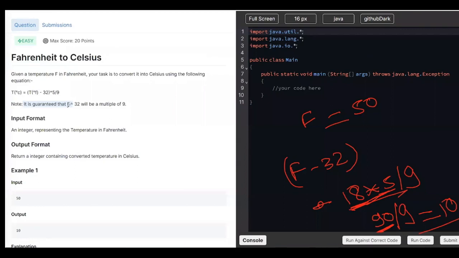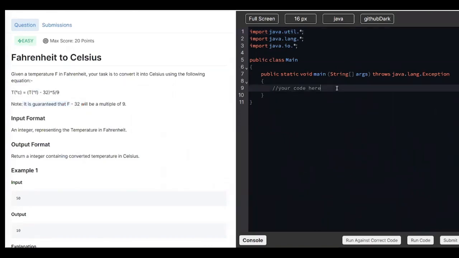Okay. So when they say F minus 32 will be a multiple of 9, now you are not caring about exact decimals, right? Because my answer will always be an integer only. F minus 32 is a multiple of 9 now. So obviously F minus 32 into 5 will always be a multiple of 9. And when you divide a multiple of 9 by 9, you won't get any decimals, right? You will get exact division. Okay. So that is why. I will ask you the question later on a little bit, right? So how do we do this, guys?